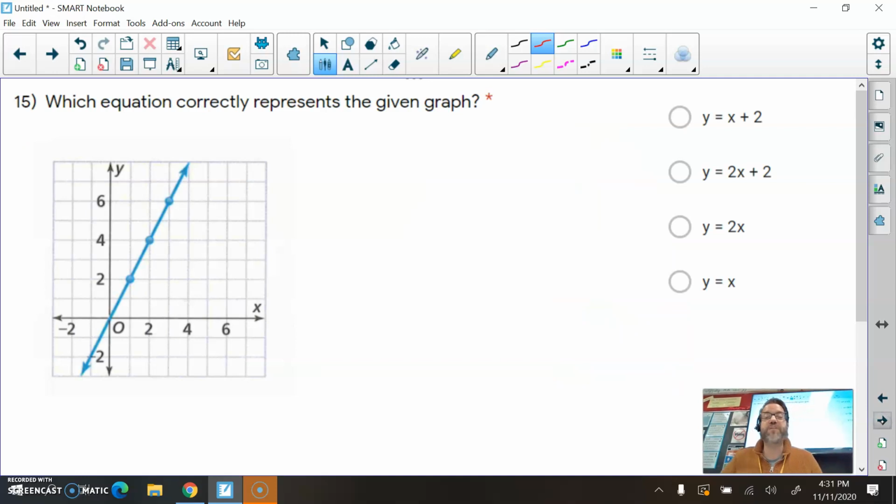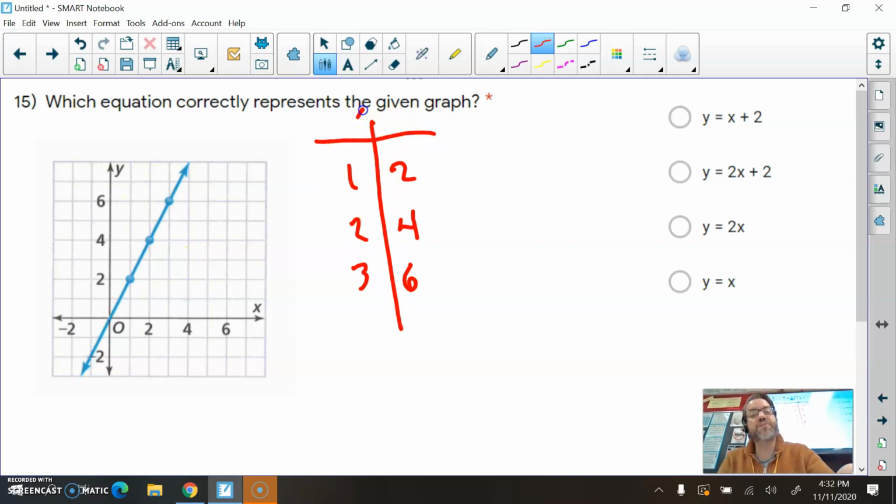All right, one more. I have to be fast. Which equation correctly represents this graph here? Well, I have a point here at 1, 2. I have a point here at 2, 4. I have a point here at 3, 6. Remember, ordered pairs are always x followed by y. So in my table, I have 1, 2, 2, 4, 3, 6, and so on. How are we getting from x to y? It looks like I'm multiplying by 2 every time, doesn't it? 3 times 2 is 6, 2 times 2 is 4, 1 times 2 is 2. So that means I have y equals 2 times x.